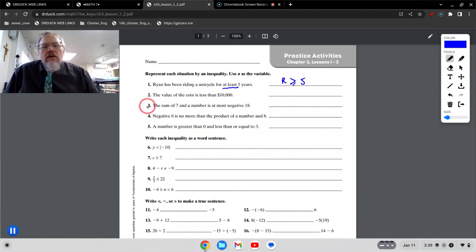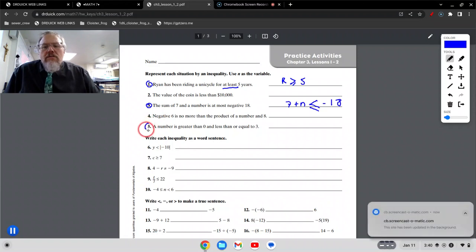Okay. Number 3, it says the sum of 7 and a number, 7 plus n, we don't know what it is, is at most negative 18. So the biggest it's going to be is negative 18, so it's got to be less than or equal to negative 18. Could it be negative 18? At most means it could also be negative 18, right?